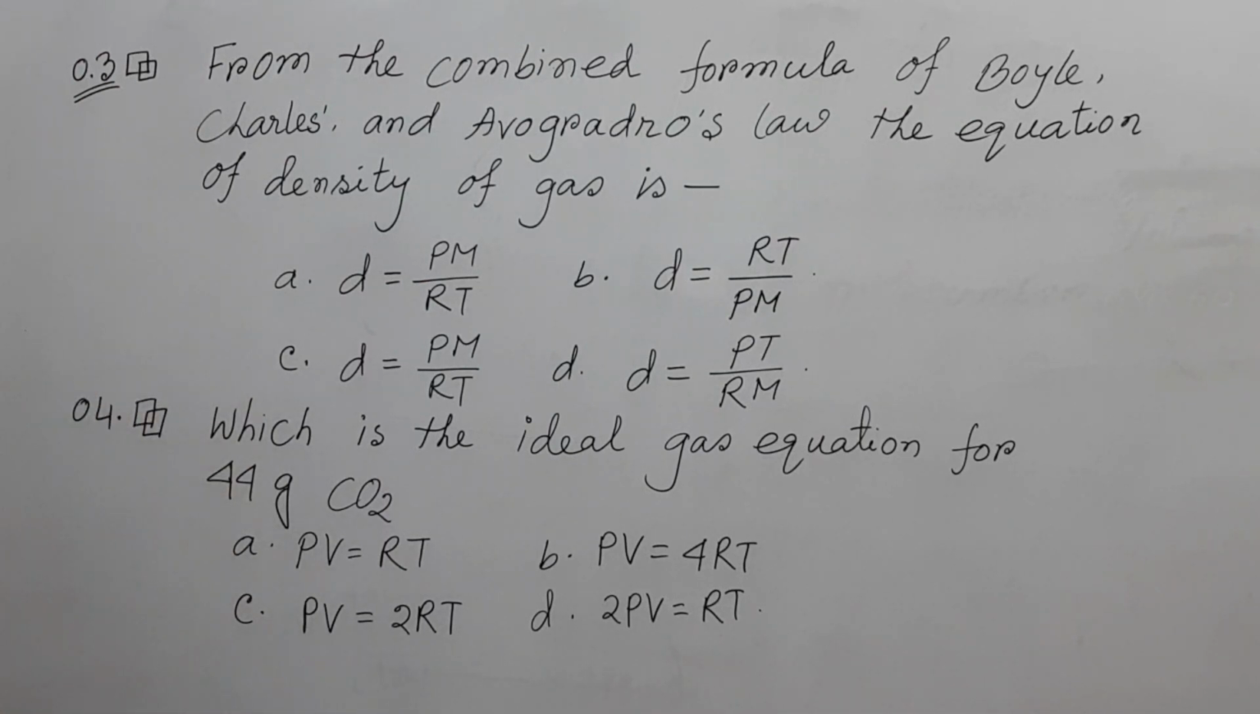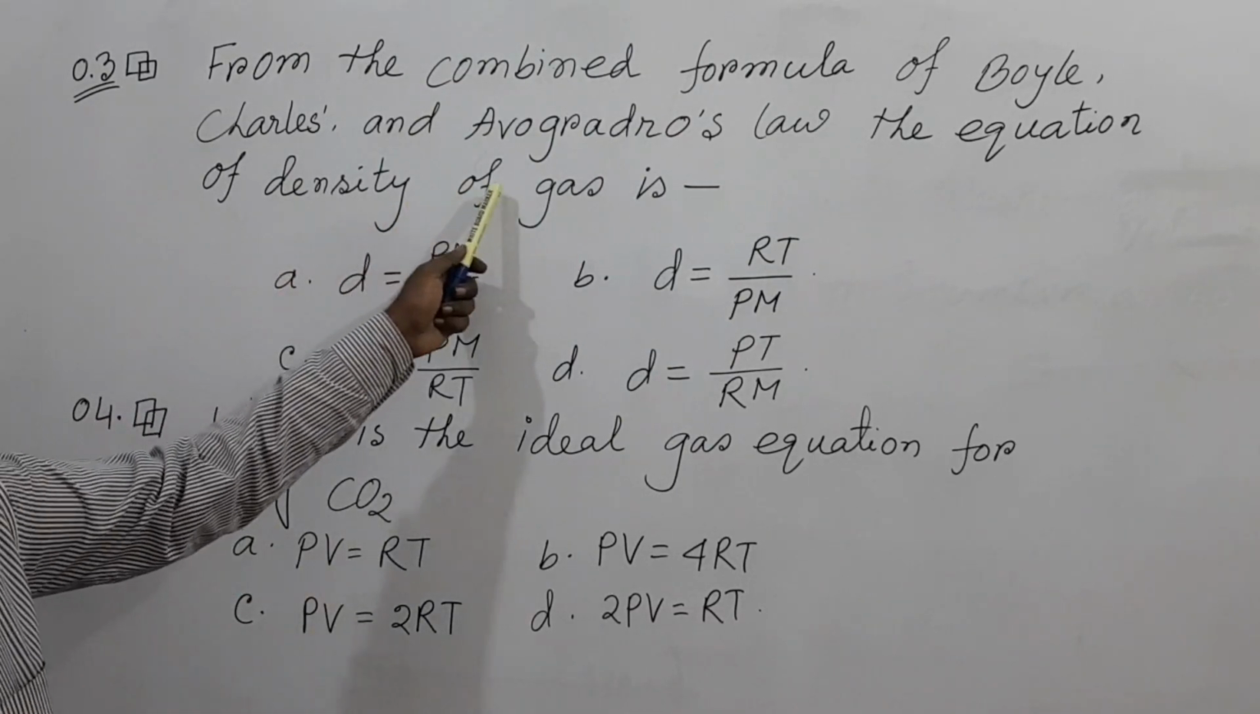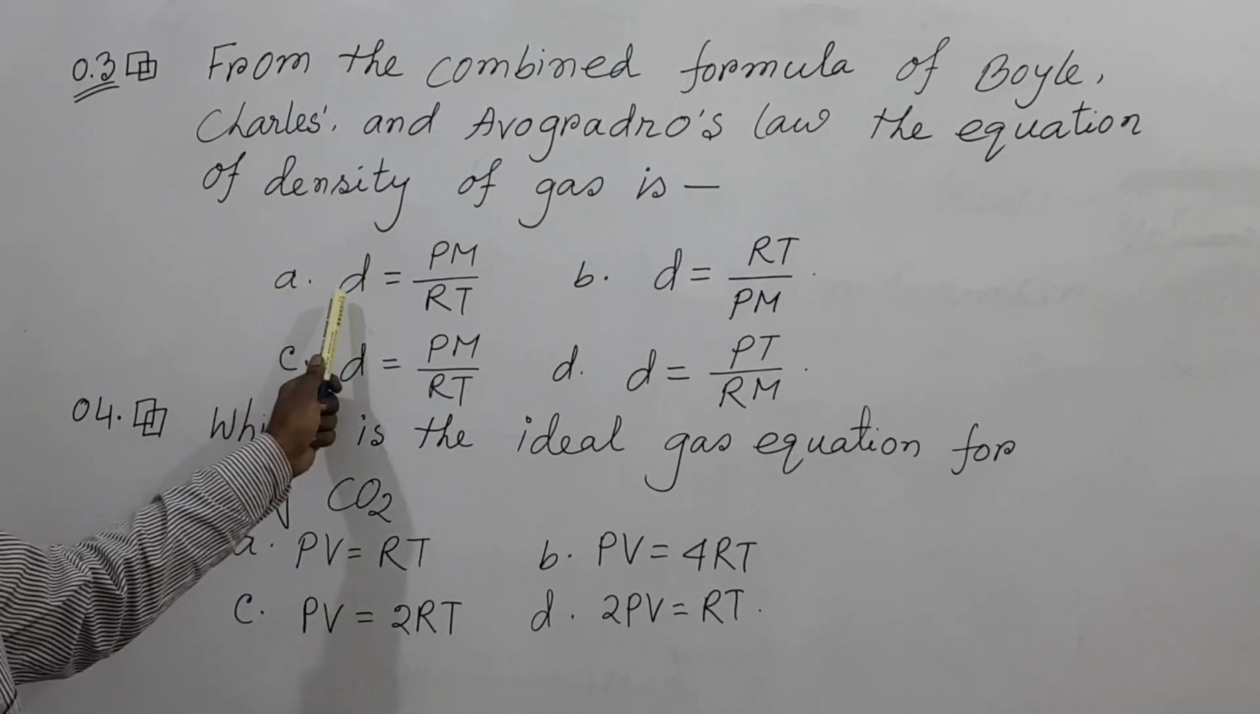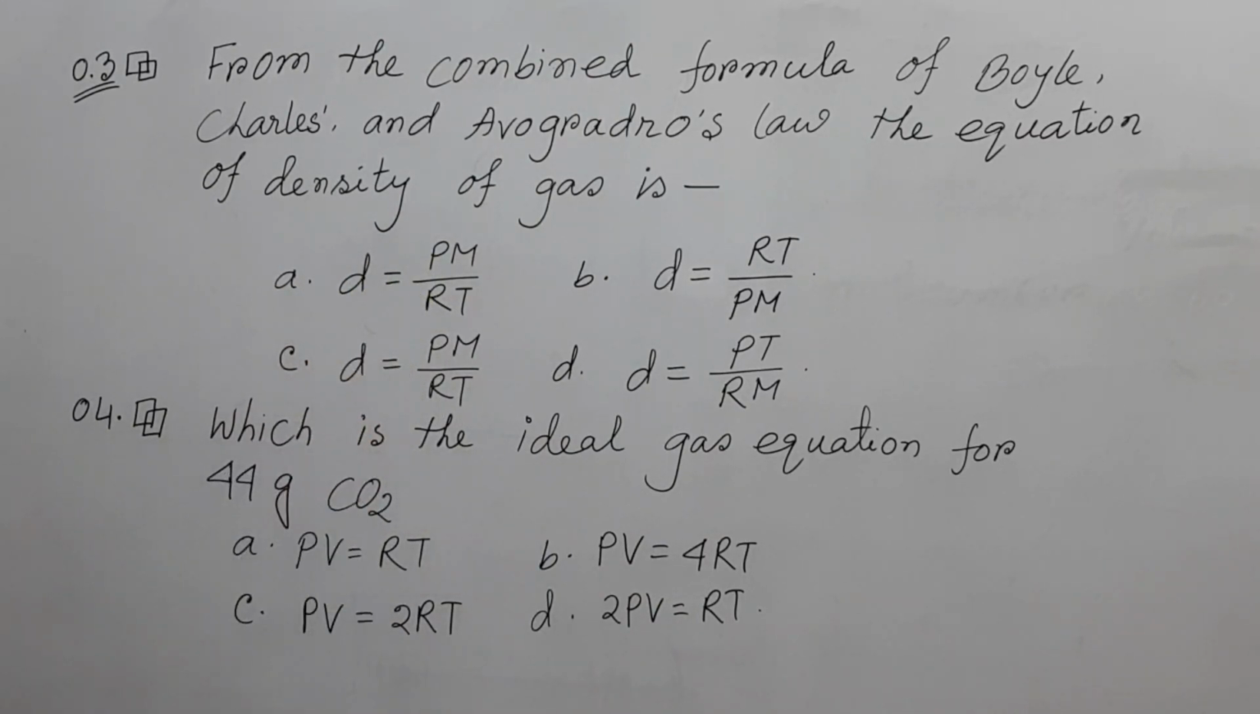This is our third question. From the combined formula of Boyle, Charles and Avogadro's law, the equation of density of gas is: option A, D equals Pm by RT; option B, D equals Pm by RT; option C, D equals RT by Pm; and option D, D equals RT by Pm.